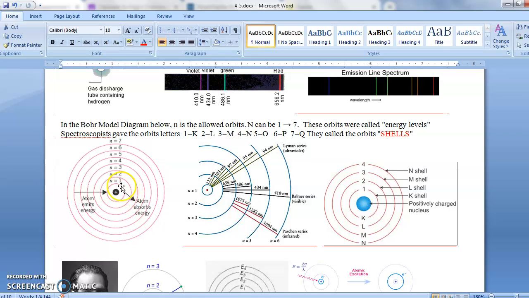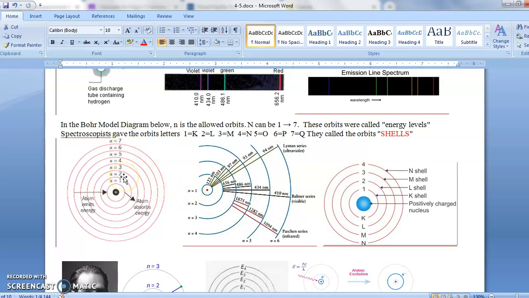Very often these orbits are called energy level 1, 2, 3, 4, 5, 6, 7. The spectroscopists, the scientists that study these emission spectrums, gave them letters: K, L, M, N, O, P, Q. So the first level was given the letter K. The second level was given L, and they just proceeded outward. The third was given M. Fourth was N. Fifth was O. Sixth was P. And the seventh was given the letter Q. That's what the spectroscopists lettered them.